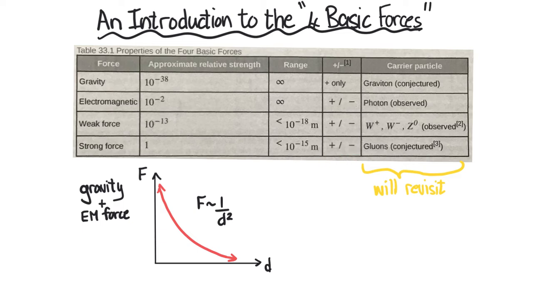Now, when it comes to range, both gravity and the electromagnetic force fall off with 1 over the distance squared. So in other words, the force has an infinite range. So both gravity and the electromagnetic force have an infinite range, and they fall off at 1 over the distance squared, which means that the strength of the force is inversely proportional to the distance squared. Whereas with the weak force and the strong force, we see that their ranges are exceptionally small, 10 to the minus 18 meters and 10 to the minus 15 meters. And we'll discuss later on why this is the case.